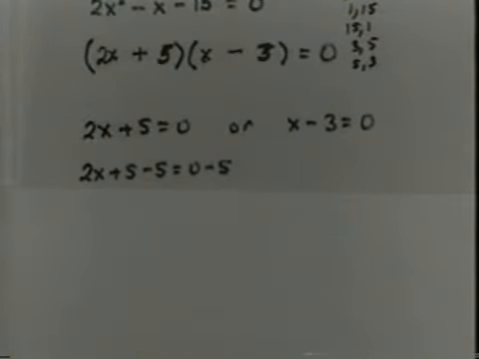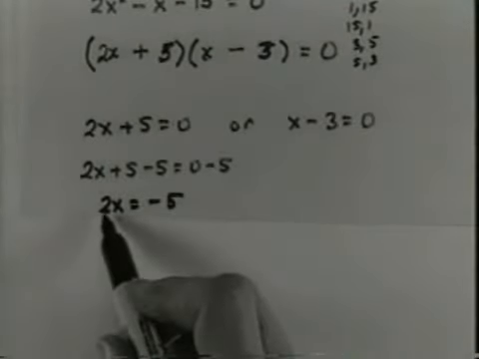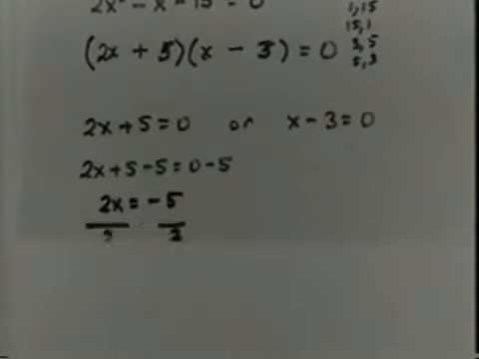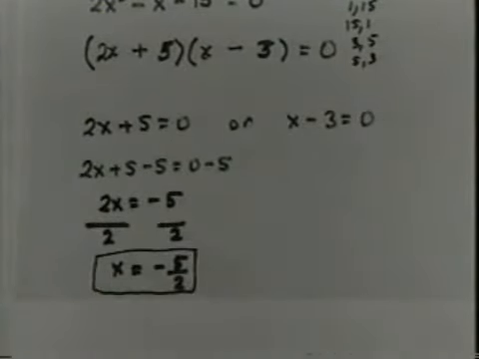And solve. For the first one, we'll eliminate the 5 by subtracting 5 from both sides. 2x plus 5 subtract 5 equals 0, subtract 5. On the left we get 2x, on the right we get negative 5. Then we must divide both sides by 2, and that gives us x is equal to negative 5 halves.